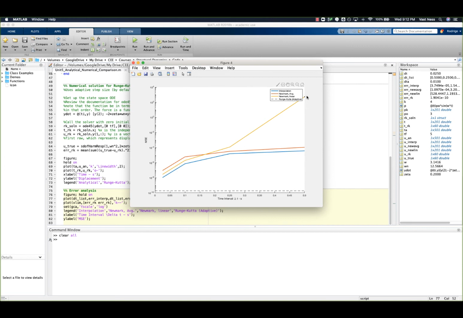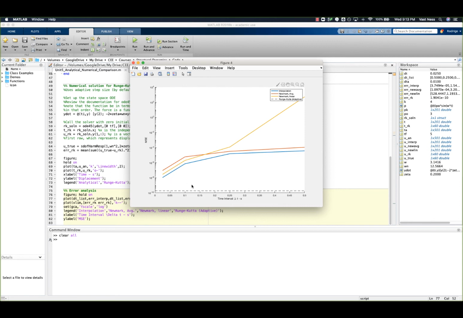Of course, the Newmark linear near the right side was unstable, so the error was much larger. But as we get smaller in time interval, it actually improves upon the Newmark average method. We also notice that interpolation is consistently outperforming the Newmark methods. This again has to do with the fact that this is an exact solution as long as the force can be described as a linear function.